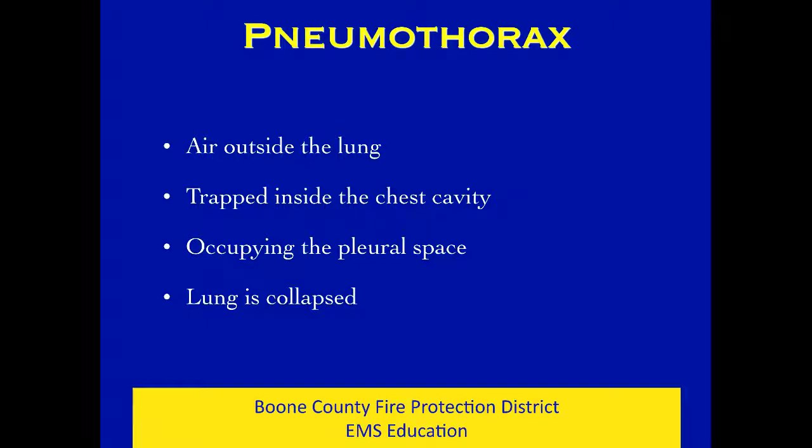So a tension pneumothorax is a particularly bad version of a simple pneumothorax. A pneumothorax is defined as air outside the lung that's trapped inside the chest cavity in the pleural space. The air is in the pleural space. Normally the pleural space is a potential space, meaning that there is no space. There's a visceral pleura and a parietal pleura. The visceral pleura lines the outside of the lung. The parietal pleura lines the inside of the chest wall.